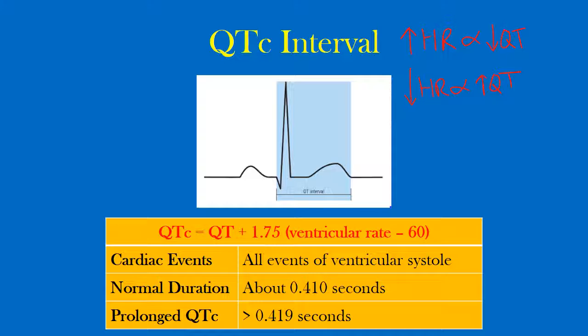And we have this equation here on the slide in red. So the QT corrected interval is the QT plus 1.75 times the ventricular rate minus 60. And you really don't need to know this equation because the value is often calculated for you by the EKG machine. And a normal corrected QT interval is about 0.41 seconds. And anything greater than 0.419 seconds is considered prolonged.